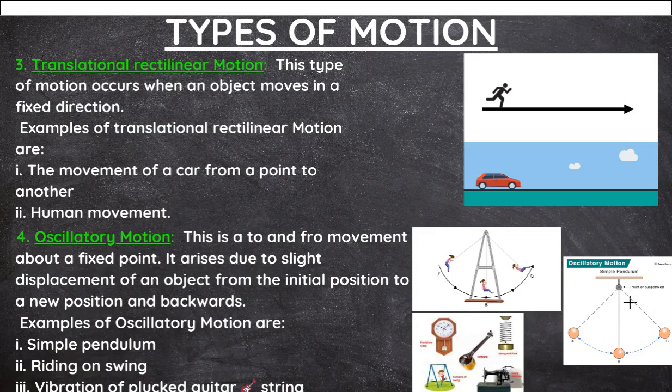Why? Because there was a slight displacement of the object from its initial position to a new position and then backward. So this type of motion is called oscillatory motion. We also have, if you are playing a guitar, plucking the guitar, the vibration of the guitar string also undergoes oscillatory motion. So these are the examples of oscillatory motion.